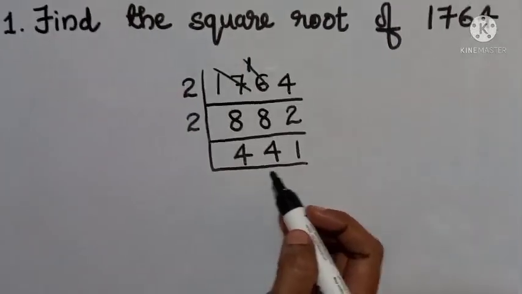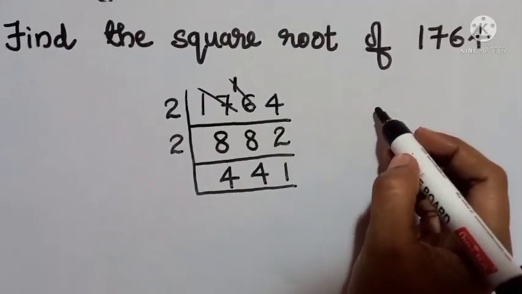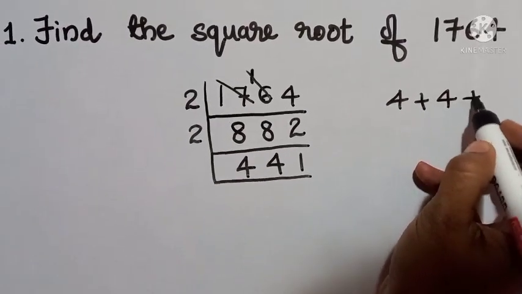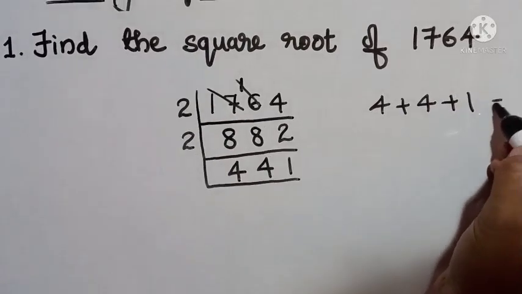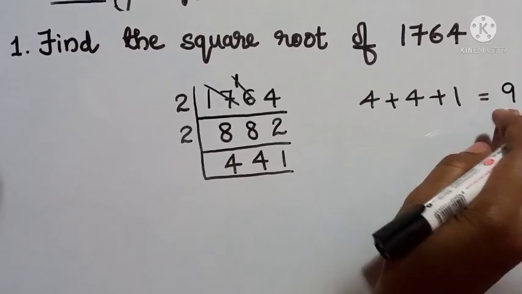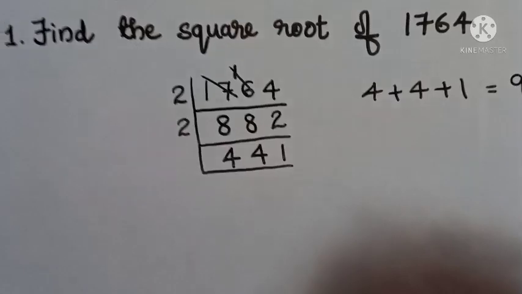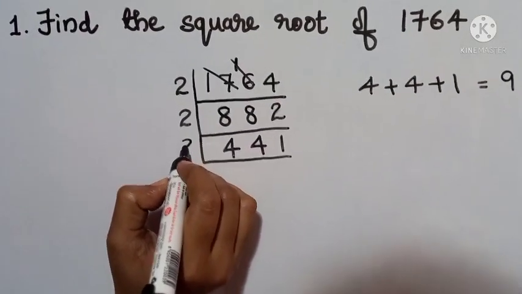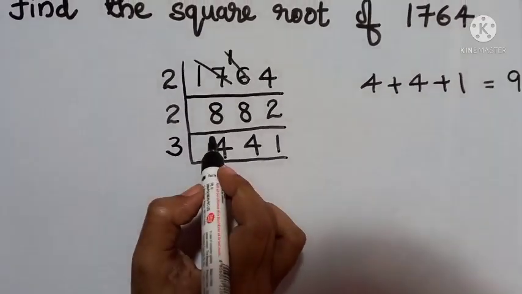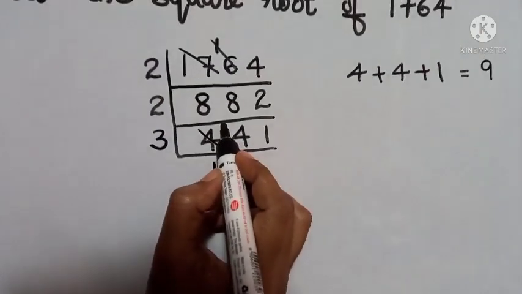It is not an even number, so we have to think about the prime factor 3. So we know 441 is 4 plus 4 plus 1. We are adding the digits for checking whether it is divisible by 3 or not. Here it is equal to 9. So 9 is a multiple of 3, so this number 441 is divisible by 3. So we are dividing it by 3 in 4. 1 time 3 is there, and we can cancel this. 4 minus 3 is 1. That 1 we are writing here.